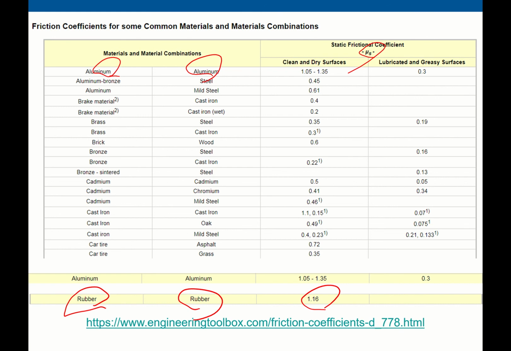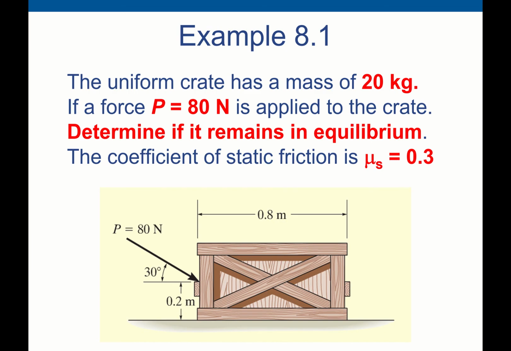Which one has the lowest coefficient? This one is 0.2. It's a brake material and cast iron, which has the lowest static frictional coefficient. If we use some lubricated materials, then this static frictional coefficient will drop significantly. So this is just information for you. All right. Now let's solve this problem.